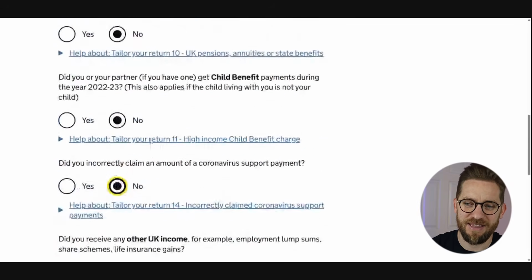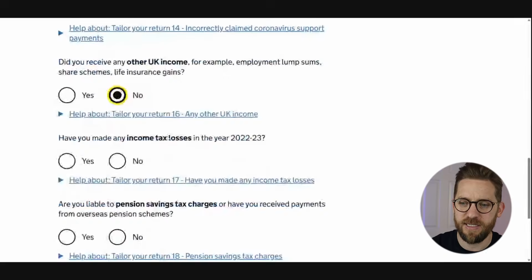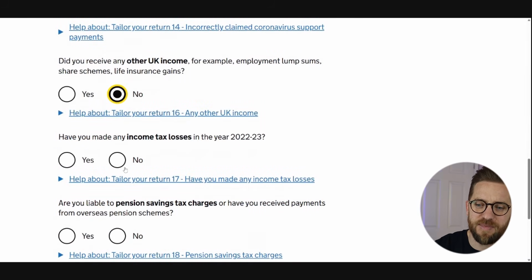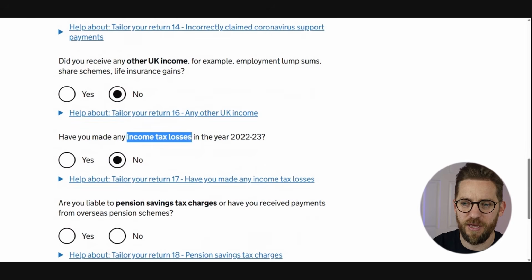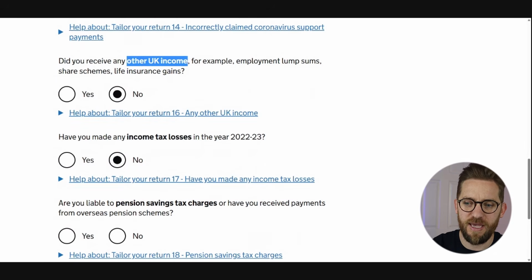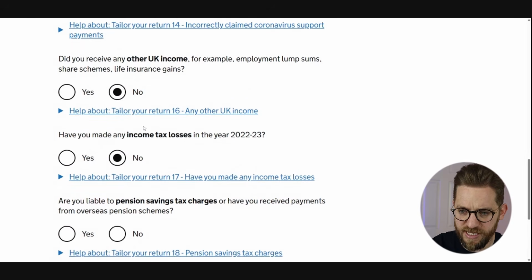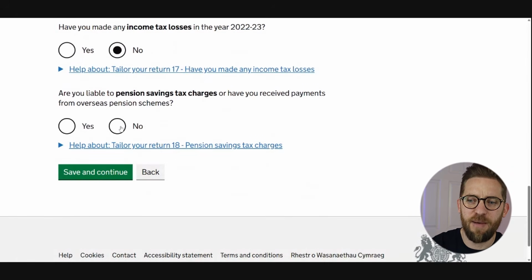Did you receive any other UK income, for example, employment lump sums? So this is basically anything that didn't fall into those other categories. Have you made any income tax losses? Income tax losses is always a tricky question, but this applies to other UK income. If you made income tax losses from any other UK income, it's quite rare, I would say. So I'll say no.